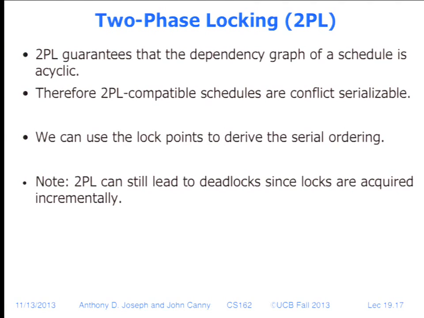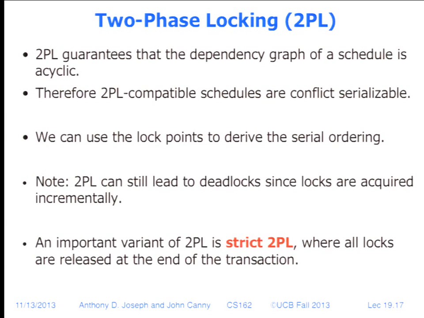So one thing is, there are some heuristics for avoiding deadlock, such as lexicographic ordering, but deadlock can still happen in different situations. So we're going to talk about that later. And as we were just discussing, there's an important variation on two-phase locking, which is strict two-phase locking, where you hang on to the locks right till the end, and it'll prove to be useful later on when you're trying to recover from a problem.